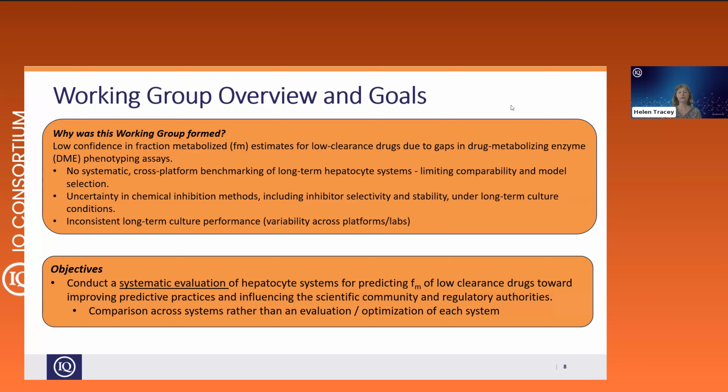And our objectives were to conduct a systematic evaluation of long-term hepatocyte systems for predicting FM for low clearance drugs, to improve predictive practices and help inform the scientific community and regulators. So we were comparing across systems rather than optimizing each system in isolation to help address some of these gaps. Next slide, please.